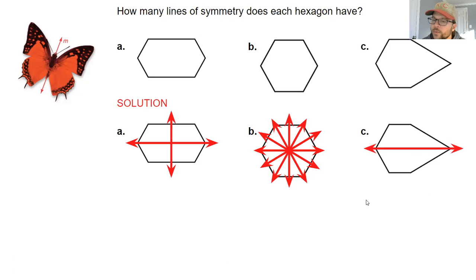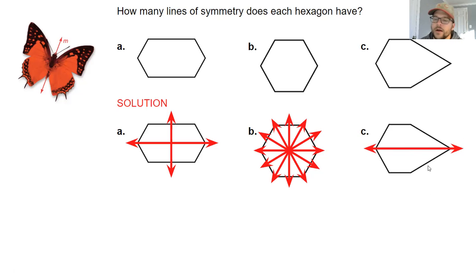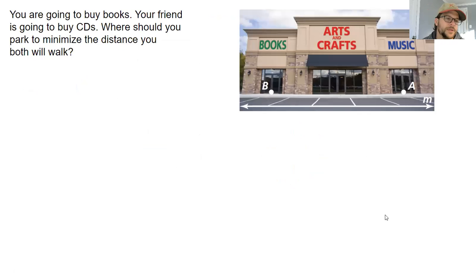The last one, there's only one that you can draw completely horizontally. If you draw anything vertical, notice how this side is a little bit longer, and there's not going to be anything equal on that side of the line of symmetry.